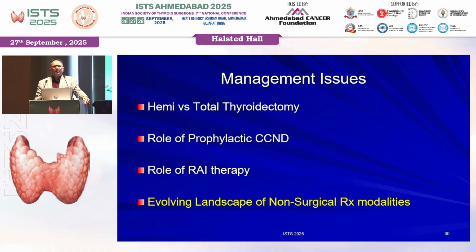So again, in terms of recurrences, in terms of overall survival, in terms of quality of life, and in terms of the need for prophylactic central compartment neck dissection and radioactive iodine therapy, all of it, the evidence suggests that a conservative approach can be good.